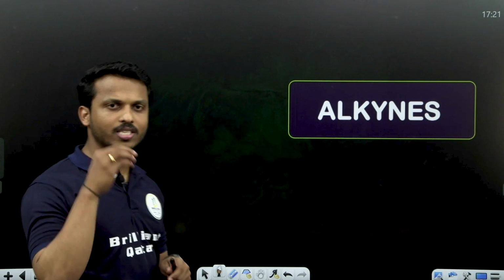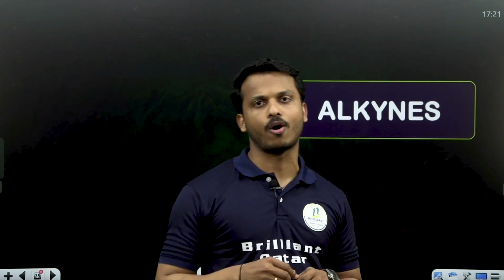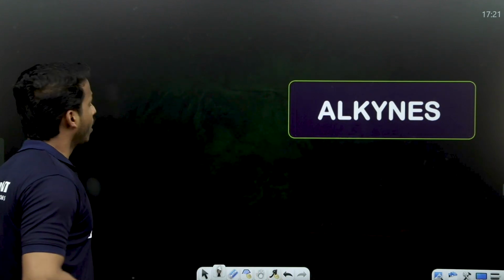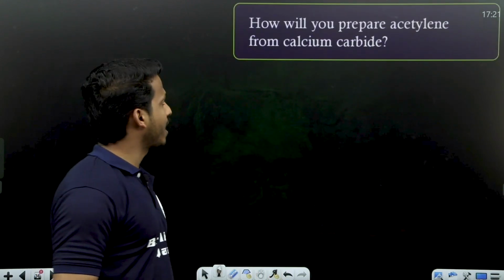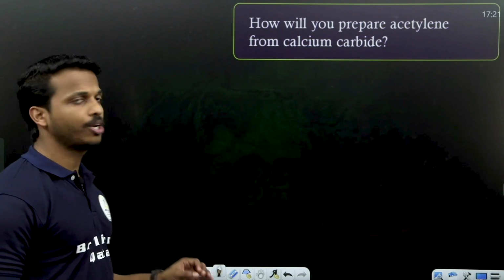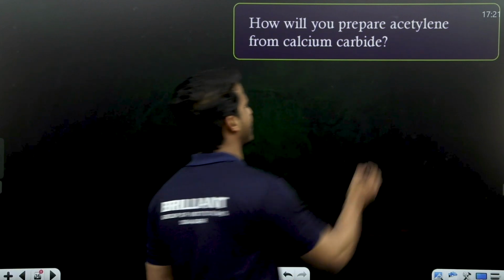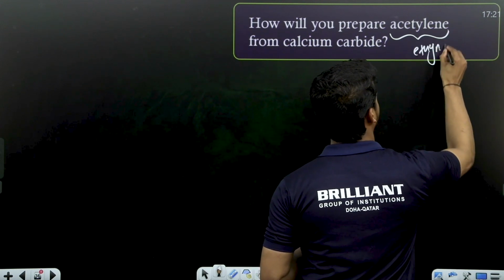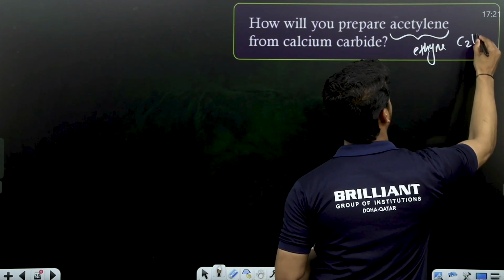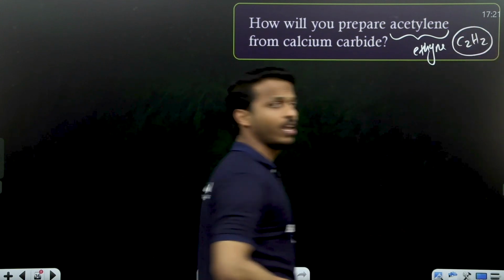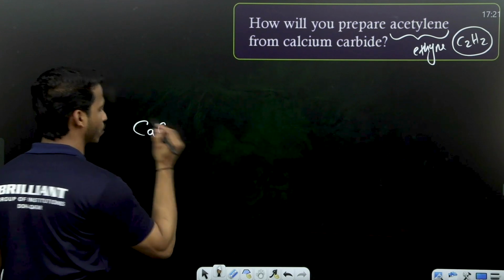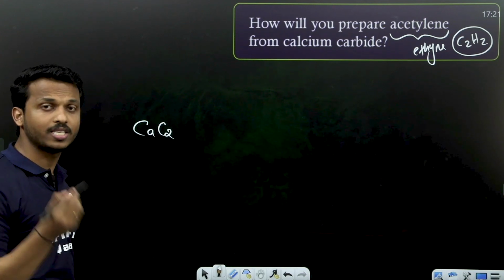You may study in this area only two preparations of alkyne. One is from calcium carbide. That's the first question. How will you prepare acetylene from calcium carbide? What is, first of all, acetylene? Acetylene is nothing but ethine, C2H2. Ethine is also called acetylene. What is calcium carbide? CaC2. Okay, calcium carbide is CaC2.